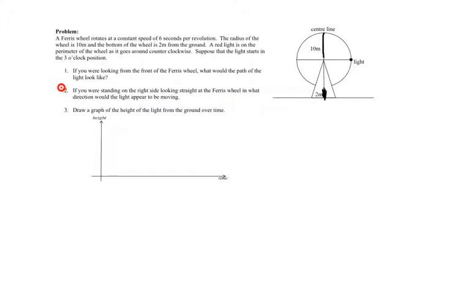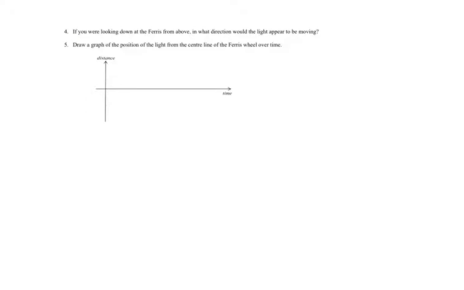Then question 2 wants you to think about if you're standing over here. So in question 2, you've got a person standing here looking at it this way. And so they're watching as the light is spinning around. What are they seeing? And you're sketching what you think that looks like. In question 4, you're looking down on the Ferris wheel, so you're standing above it, or floating above it, as it were. Looking down, what does it look like the light is doing from that perspective? You're going to graph that here.